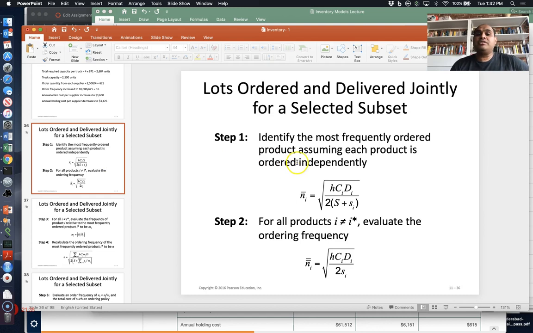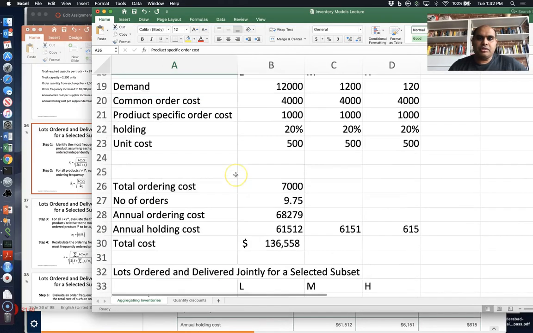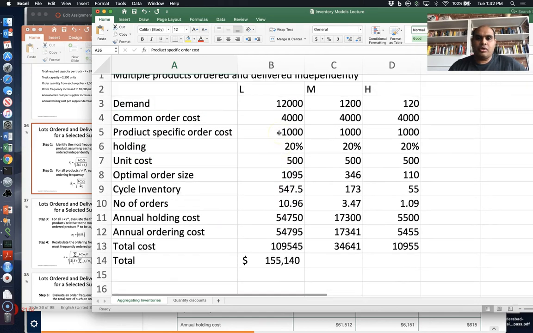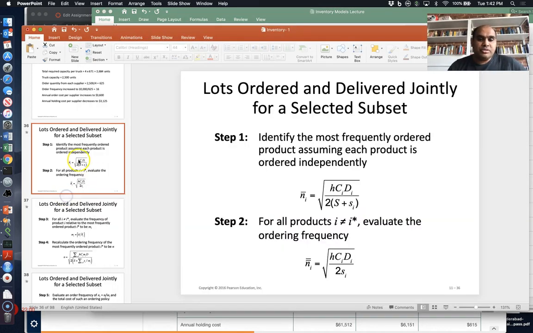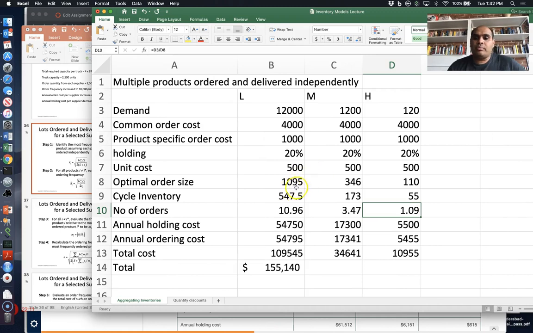So step number 1 is we'll look at what happens when we order them individually. We already did this. So this is what happens when you order them one at a time individually without any comparison with each other. The number of orders for light pro is 10.96, medium pro is 3.47, and heavy pro is 1.09. So we are going to identify the product that is ordered the most often, and that is the light pro. When you do them separately, light pro is ordered 10.96 times a year, almost 11 times a year.